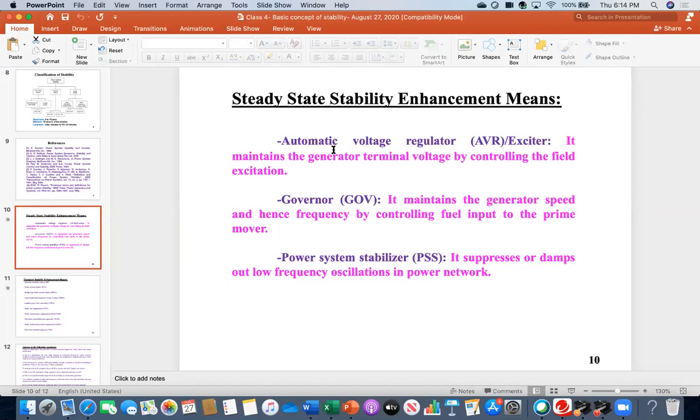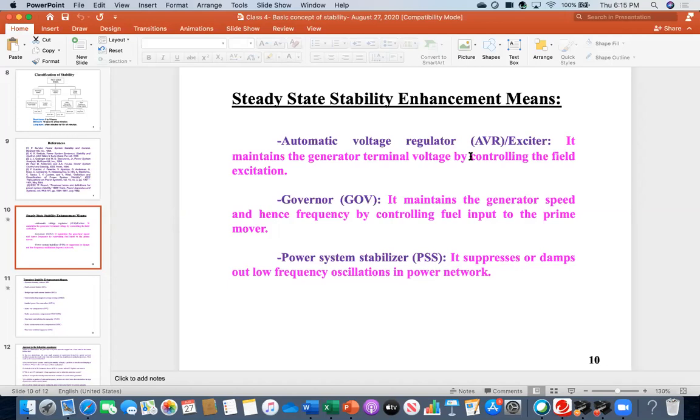So what is the one component? Automatic voltage regulator, AVR. It maintains the generator terminal voltage by controlling the field excitation. What is the governor? It maintains the generator speed and hence frequency by controlling the fuel input to the prime mover. So two things: AVR controls the terminal voltage and the governor controls the generator speed. Therefore, by controlling the fuel input, if it is nuclear, then control the nuclear. If it is coal-based, then control the coal. If it is steam turbine-based, then control that one. That is the meaning.